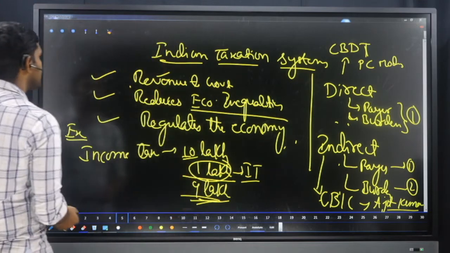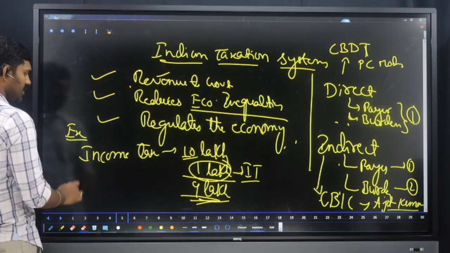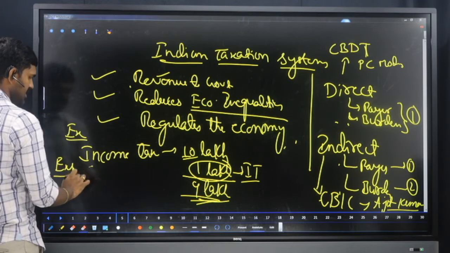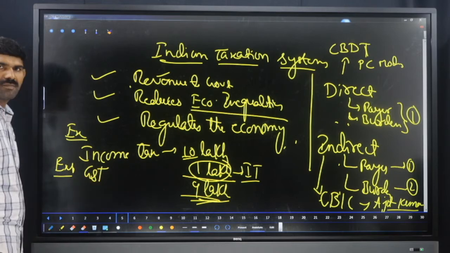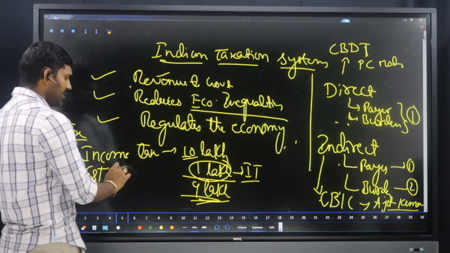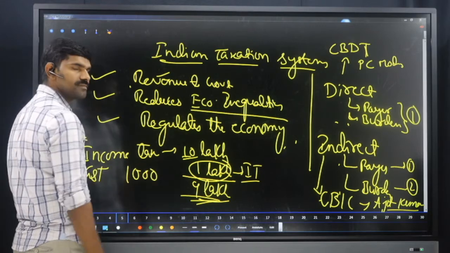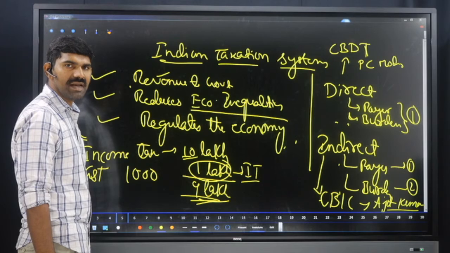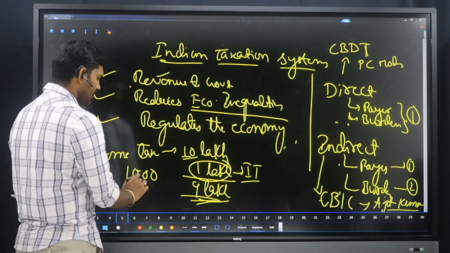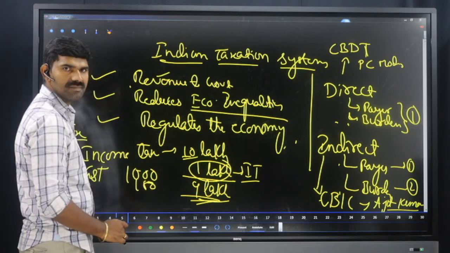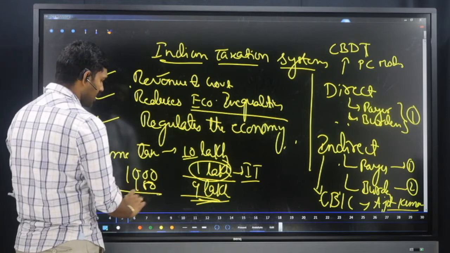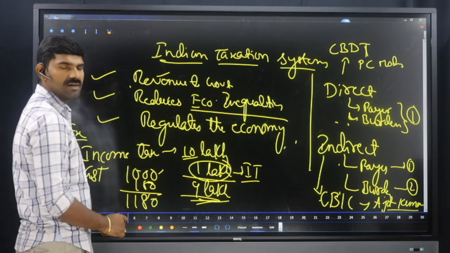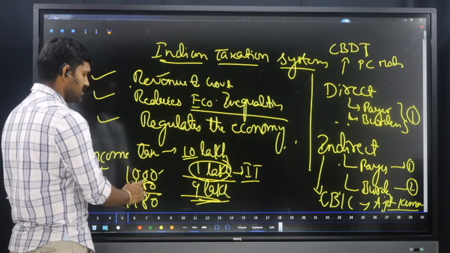Now let us go to something called indirect taxes. Now when you go to indirect taxes, an example is GST. You go to any store and buy 1000 rupees worth of items. Now there will be, let's say, some 18% of GST, means 180 rupees of GST. The total amount that you pay to the shop is 1180, out of which 1000 rupees is the cost of the items and 180 rupees is the GST.